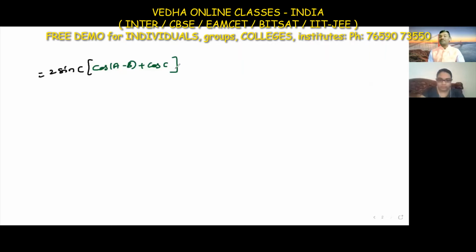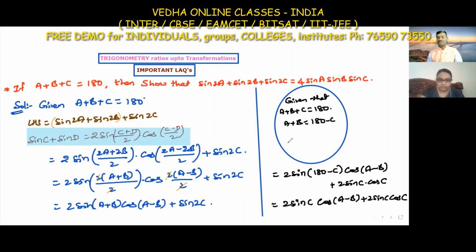Now in place of C, again I am replacing here. Again I am using A plus B is equal to 180 minus C. I want only C, so sending this A plus B to that side, C is equal to 180 minus of (A plus B), right? Minus of (A plus B), or minus A minus B. Instead of C, I am going to replace 180 minus of (A plus B) now.